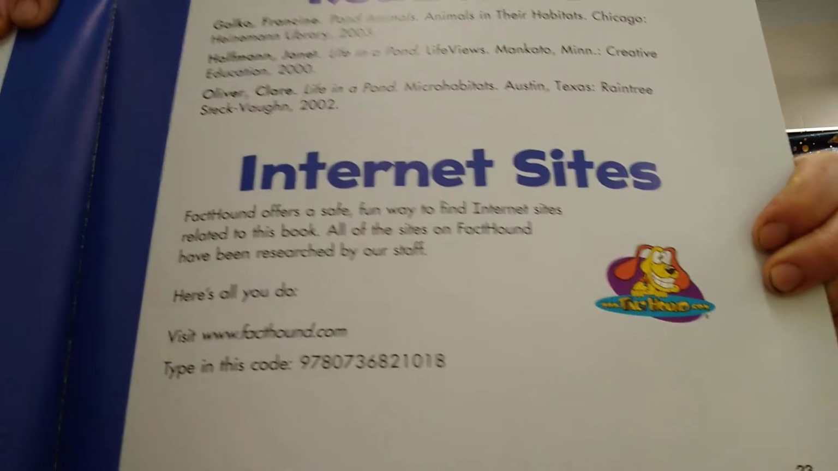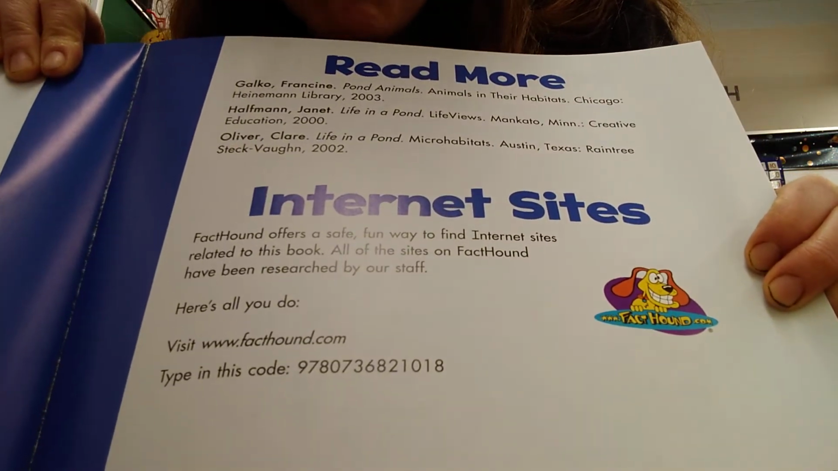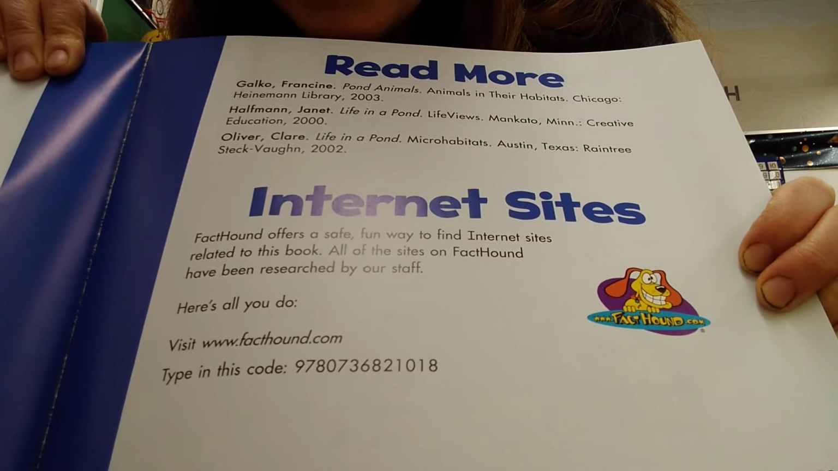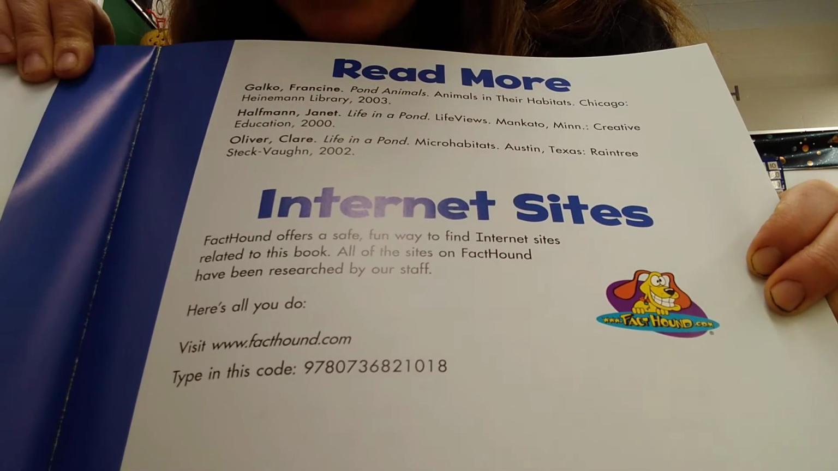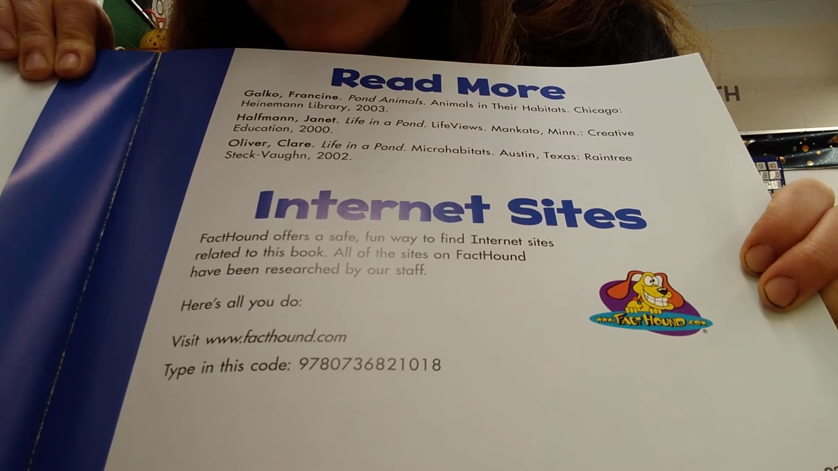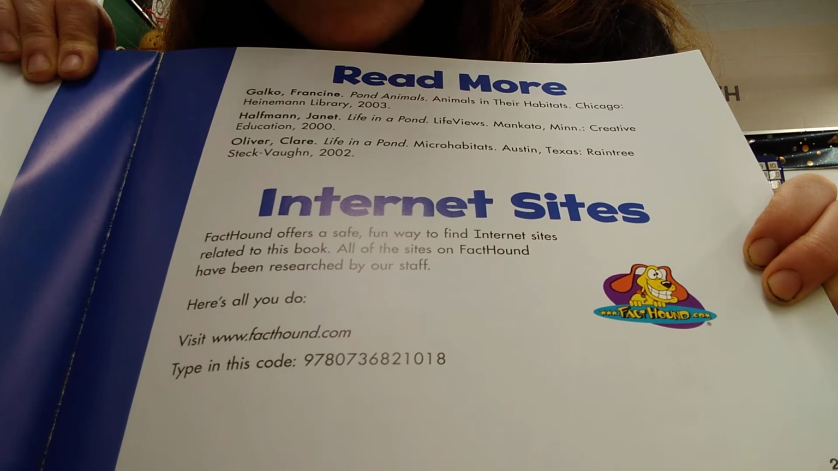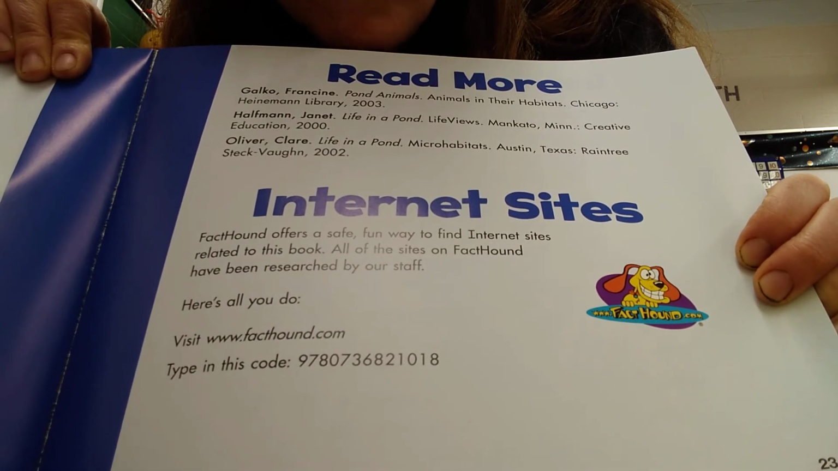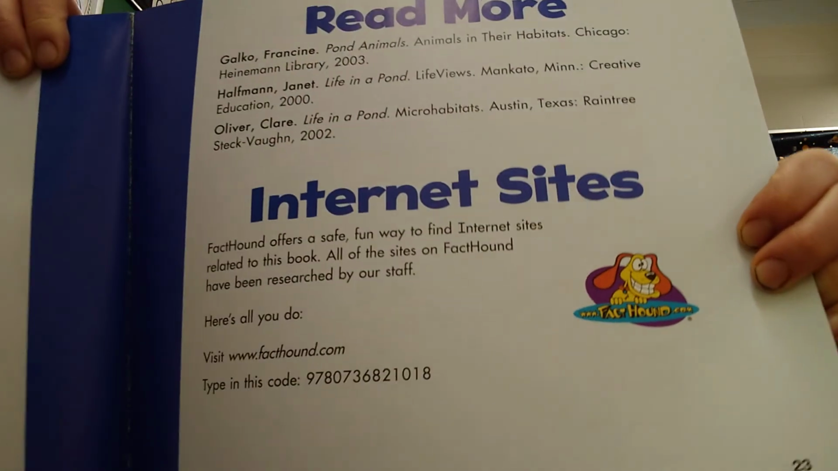On the bottom here, it shows places that you can go on the internet to look up more about ponds. Facthound offers a safe, fun way to find internet sites related to this book. All of the sites on Facthound have been researched by our staff. Here's all you do. Visit www.facthound.com and type in this code, 9780736821018. Have fun learning more about ponds!